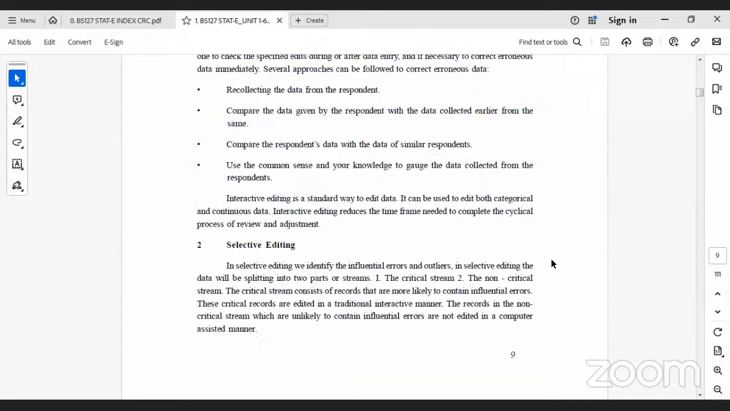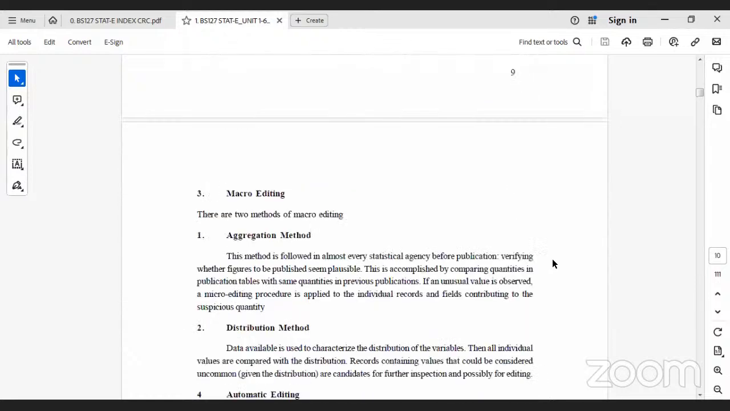Macro editing. There are two methods of macro editing: the aggregation method and the distribution method. So see here.